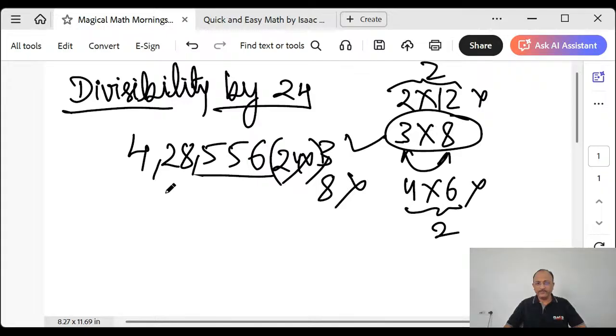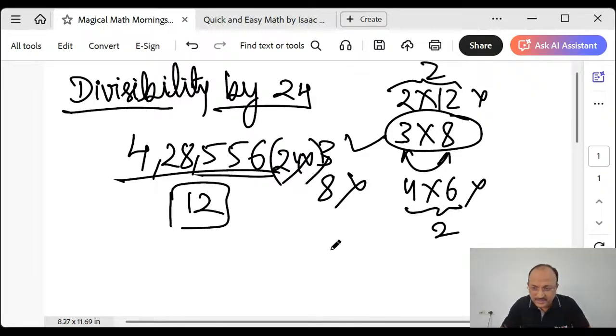Cross check this one. Only the last 3 digits we'll check. 8 6s are 48. 7 is left. And 76 means 8 9s are 72. It's not divisible by 8. Therefore, it's not divisible by 24. But now tell me, is it divisible by 12? Confirm. What will you do? For divisibility of 12, you check with 3 into 4.